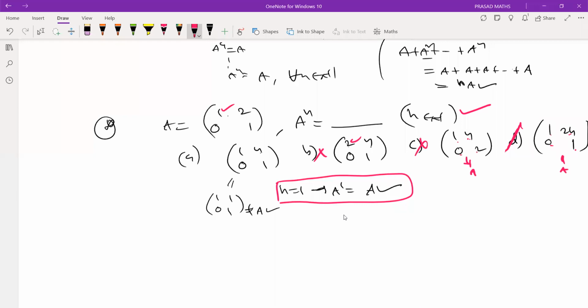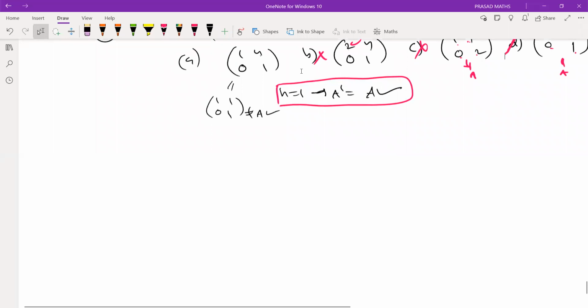Whenever you are given integral powers, one can solve the problem in two ways. One is applying mathematical induction. The other is to compute a square, compute a cube, then look at the nature and then apply mathematical induction.